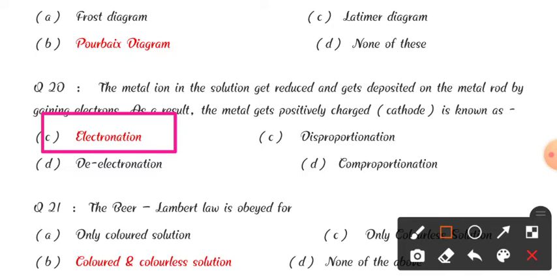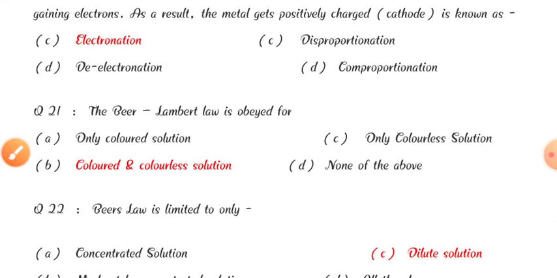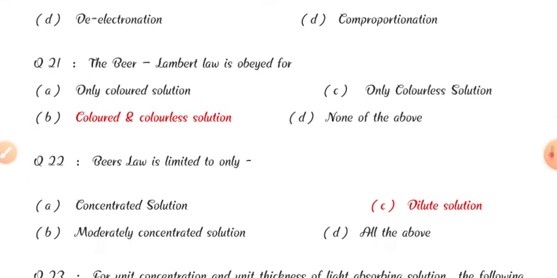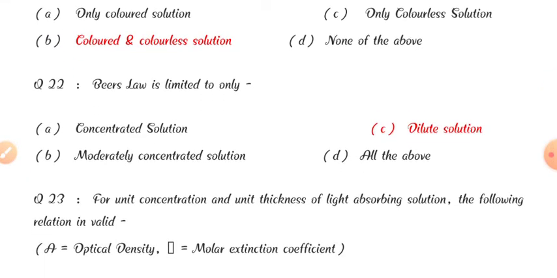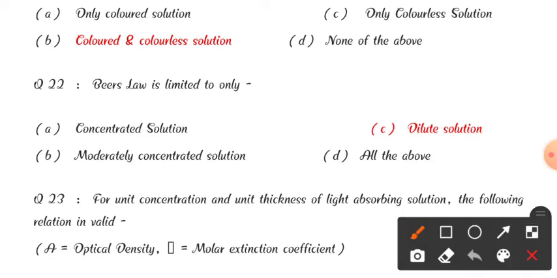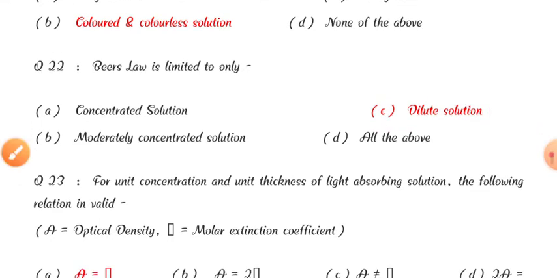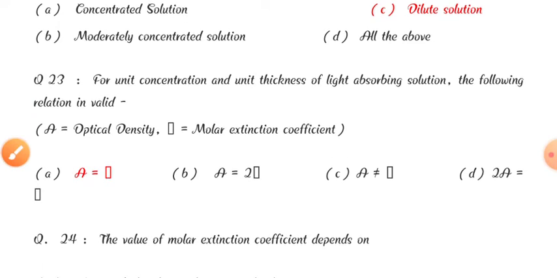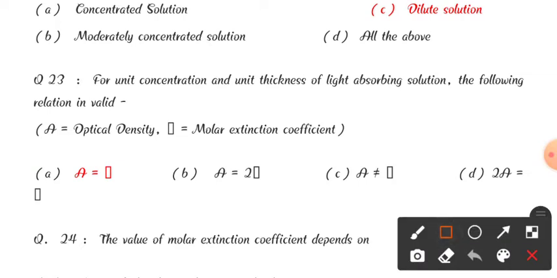Okay, now question number 21. The Beer-Lambert's law is obeyed for the colored and colorless solution. Repeat of the earlier question. Now question number 22. Beer's law is limited to only dilute solution. Okay, so option number C is the correct answer. Beer's law is limited to only dilute solution. Now question number 23. Okay, that is the unit concentration and unit thickness of light absorbing solution, the following reactions invalid, that is option number A is the correct answer friends, molar extinction coefficient.